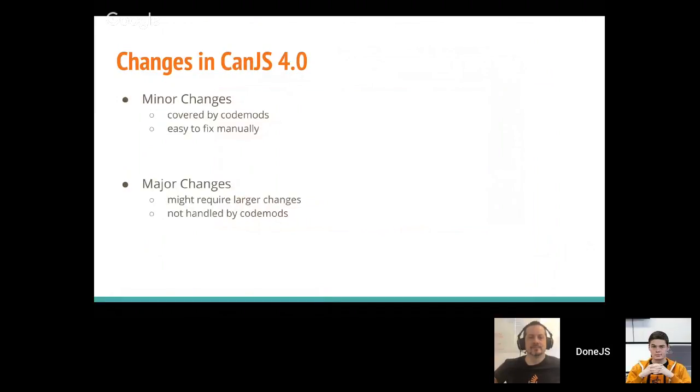So I've separated these out into two different groups, minor changes as well as major changes. These aren't really related to the code changes inside of CanJS. I've broken them up by how big the changes will be in your application. Minor changes will probably require some small code changes in your application. They're mostly covered by code mods, and if they're not, they're really easy to fix manually. Major changes might require larger changes. They're not handled by code mods. There's only a few of these, and we'll talk about those.